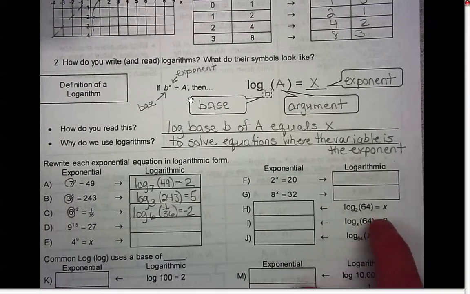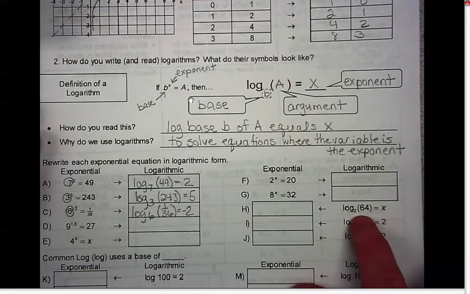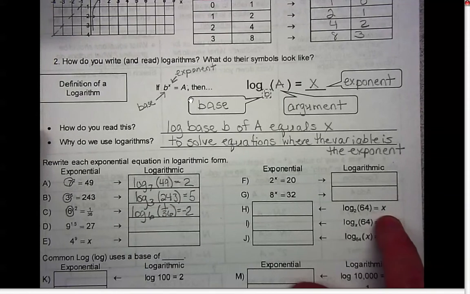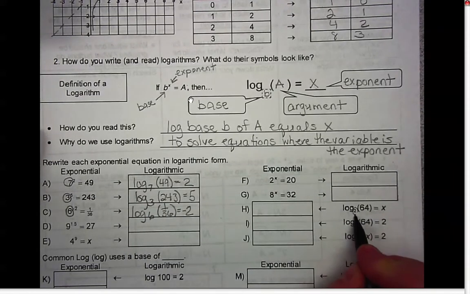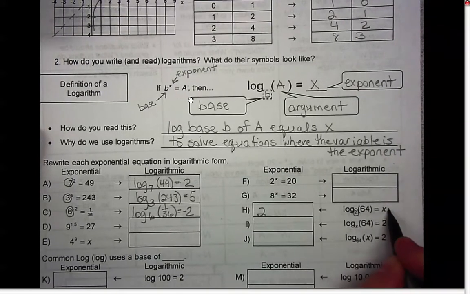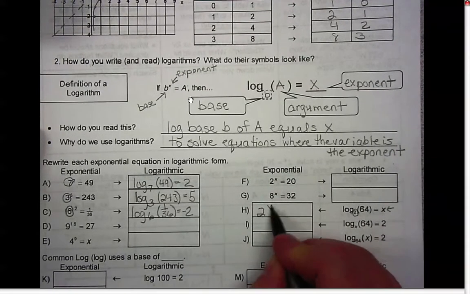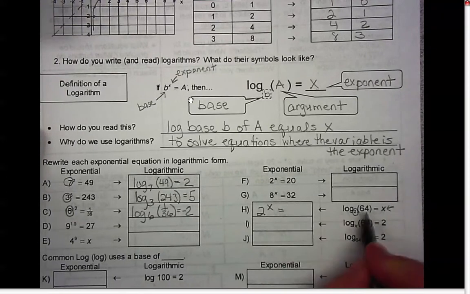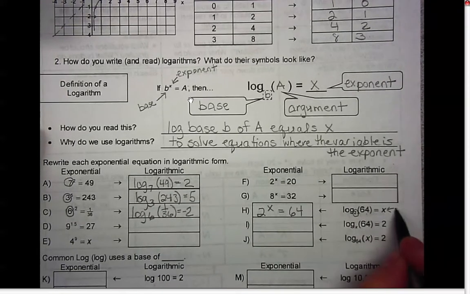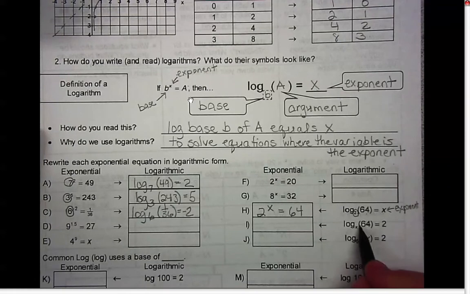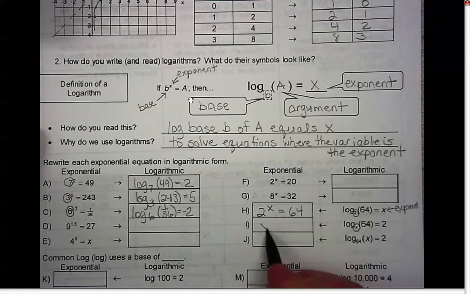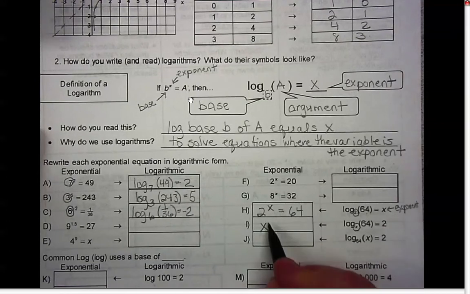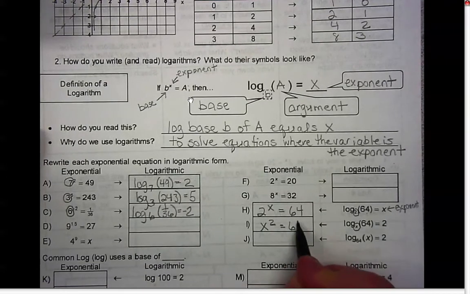Then we're going to go backwards, and they're going to give us the logarithmic equation, and we're going to find the exponential equation. So we're going to start with the base, 2 to the exponent equals the argument, 64. This is the exponent. This is the base, x to the 2 equals 64.